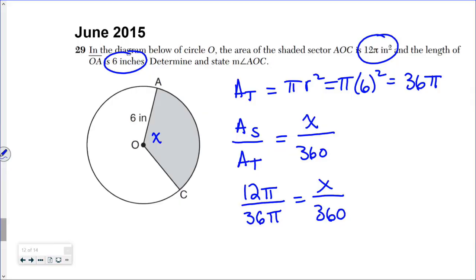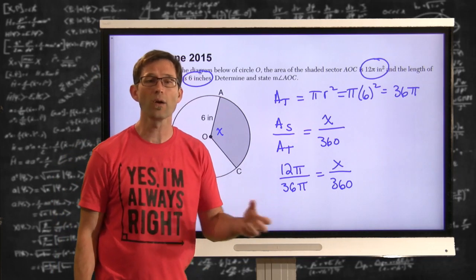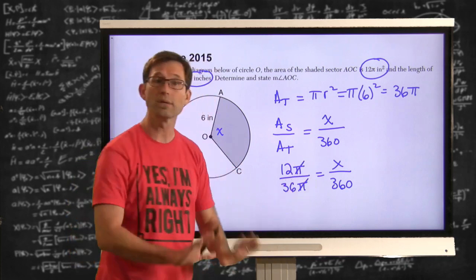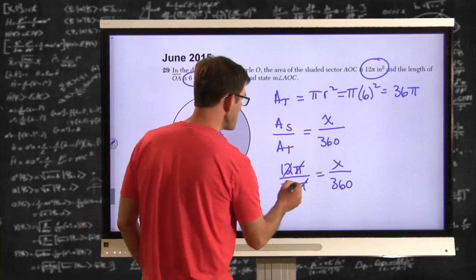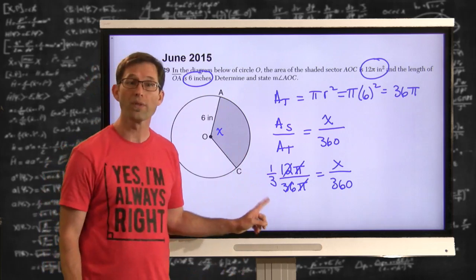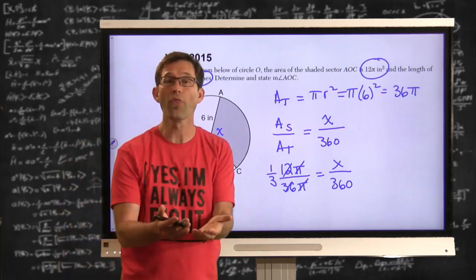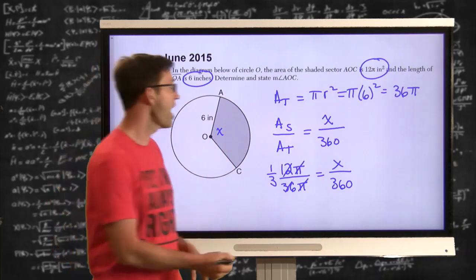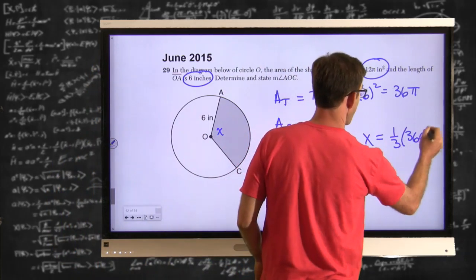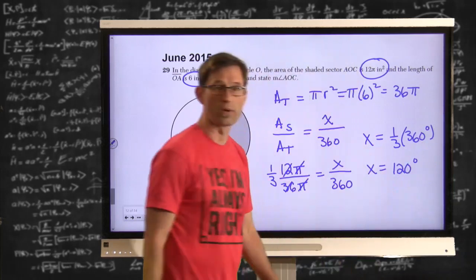And again, it's just about solving this proportion, which can seem really ugly and terrible because of the pi's and all that, but okay, look, pi divided by pi is 1, so that's taken care of, and 12 goes into 36 three times, so it's critical to know you've just got 1/3 of the circle. That's it. 12 pi out of 36 pi is 1/3 of the circle, and so therefore, x must be 1/3 of the 360, so the central angle is 120 degrees.